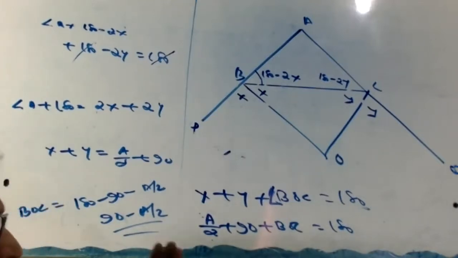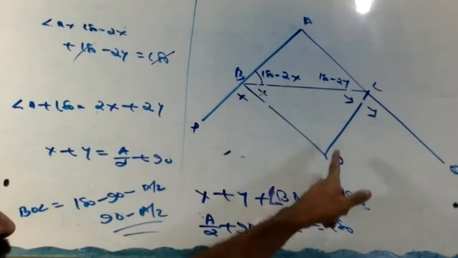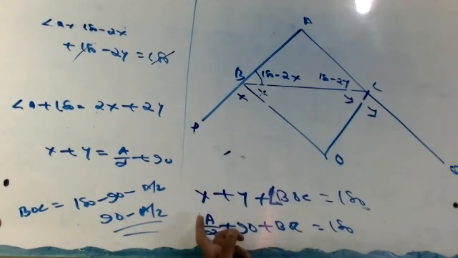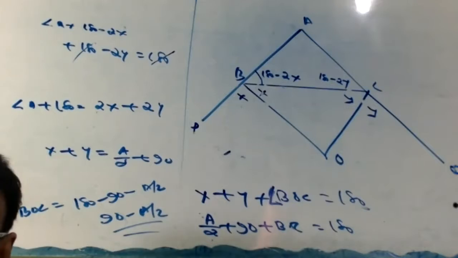Okay. Copy now. In triangle BOC, x plus y plus BOC equal to 180. So A by 2 plus 90 plus BOC equal to 180. BOC equal to 90 minus A by 2. Okay. Now go through the note again because it's a very lengthy one.